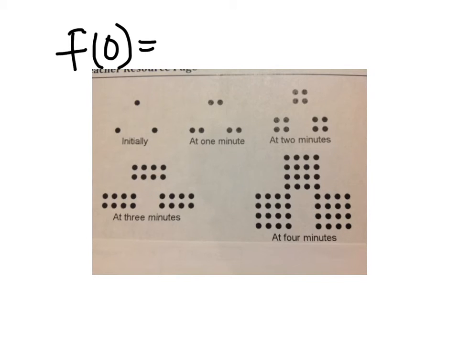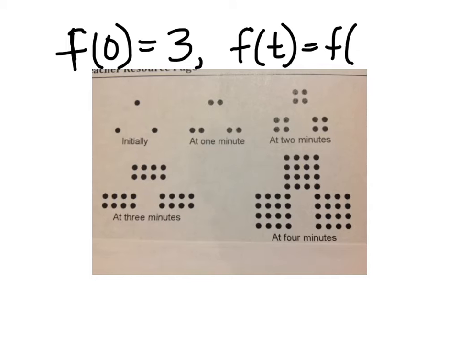initially. And in this case, when time is 0, we have 3 dots. So our recursive formula is going to start with f of 0 equals 3. Then we're going to talk about, if we look at what we want, which is whatever the next step is, we're going to look at the previous step, f of t minus 1, so the step before, and we're going to decide what happens there.